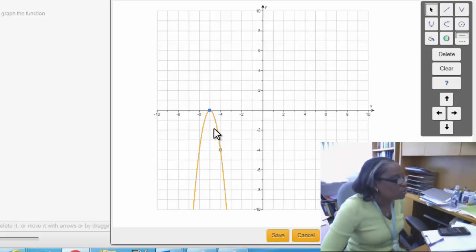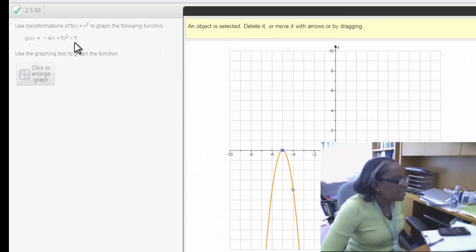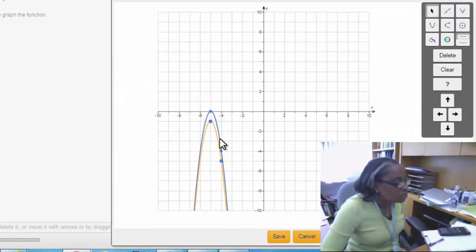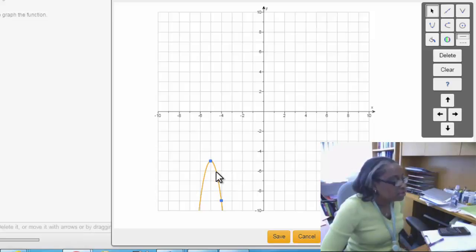Okay, that dealt with our vertical stretch. Now let's look at this negative 5, which tells us to move our graph down 1, 2, 3, 4, 5 times. Okay, now let's double check to make sure our points are correct.